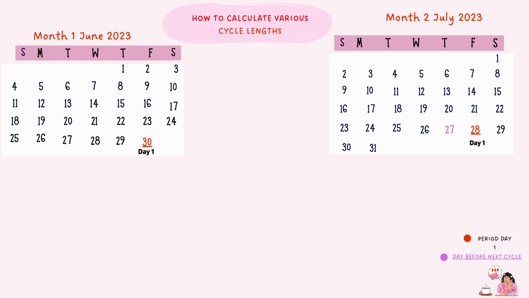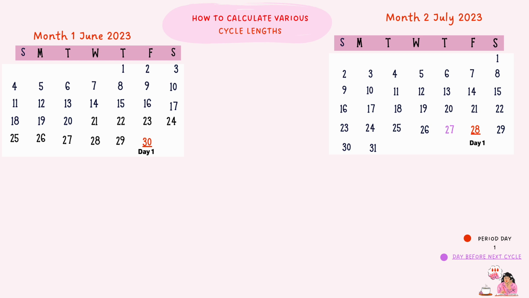So what we're going to do here, to be able to calculate our cycle length, we're going to count from the day 30 of June, which is the first day of that cycle, and we're going to count up until day 27. Why are we counting up until day 27? Because day 28 represents a new cycle, and we want to capture the length of the previous cycle. So day 28 will not be included in the count. It has to be the day prior to the start of the new cycle.